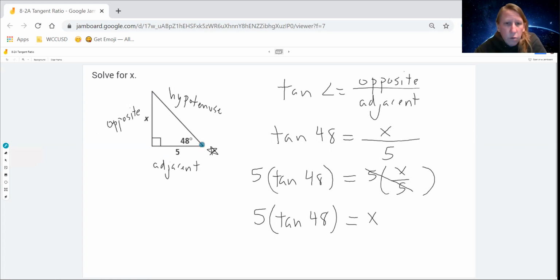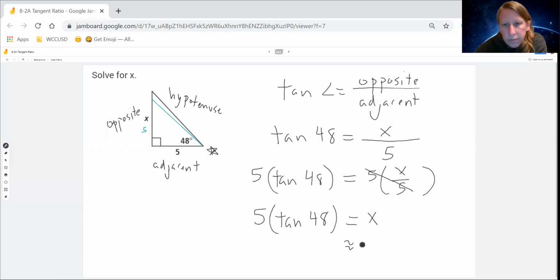If this was a 45-degree angle, almost the same, right? If this was a 45-degree angle, this would be 5. But it's not a 45-degree, it's a 48-degree angle. Anyone want to look on their calculator and see what the tangent of a 48-degree angle is? And make sure you're on degrees and not radians.